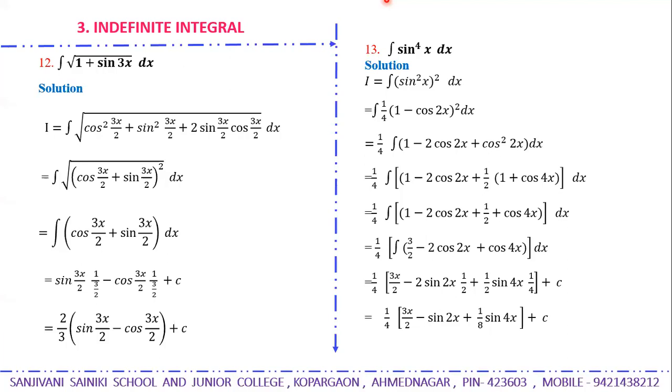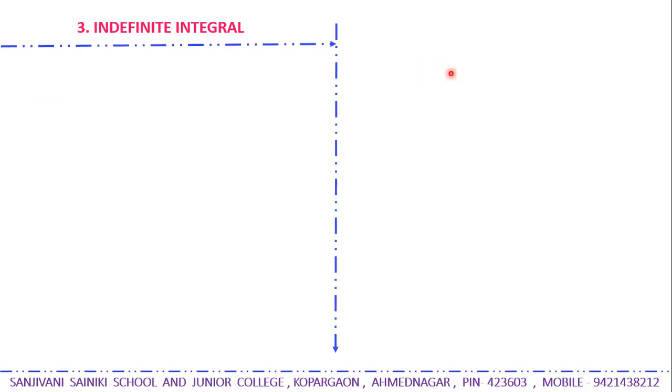So just simplify, take this 3x by 2 as it is. Then this 2 will cancel and you will get minus sin 2x. Then 1 upon 2 and this 1 upon 4, it becomes 1 upon 8 sin 4x plus c. This is the integral of sin raised to 4x.